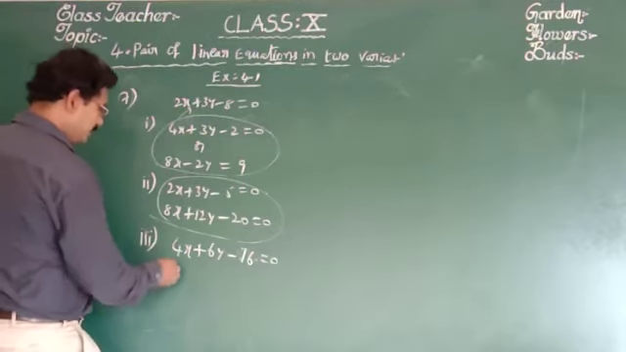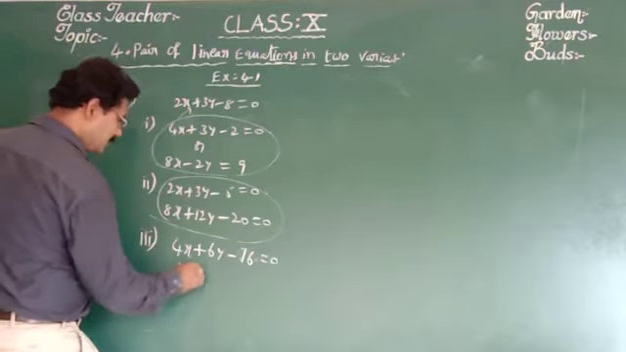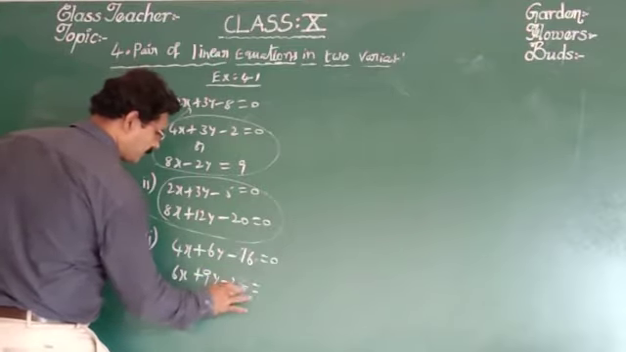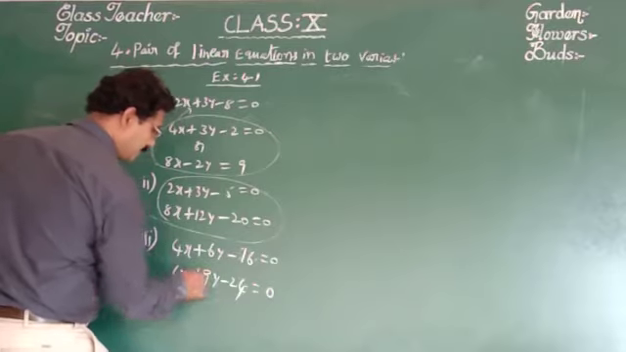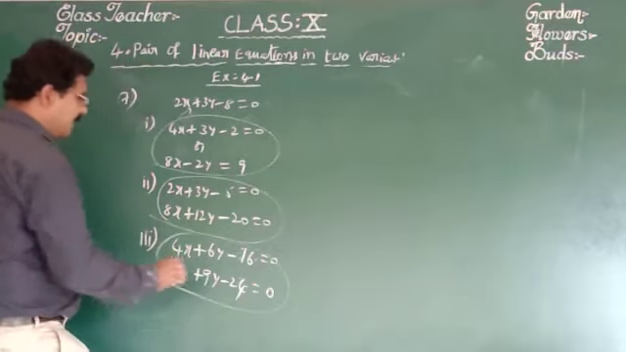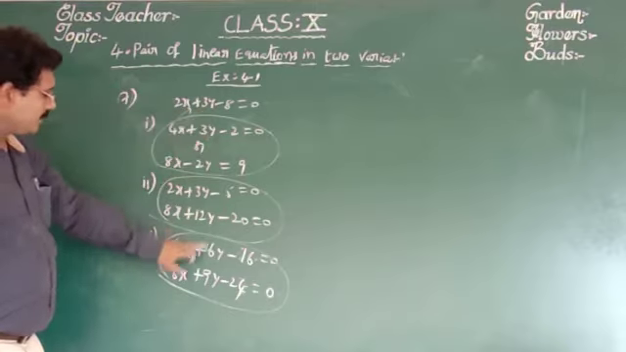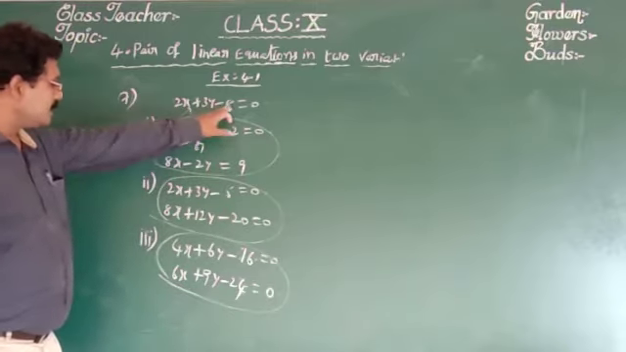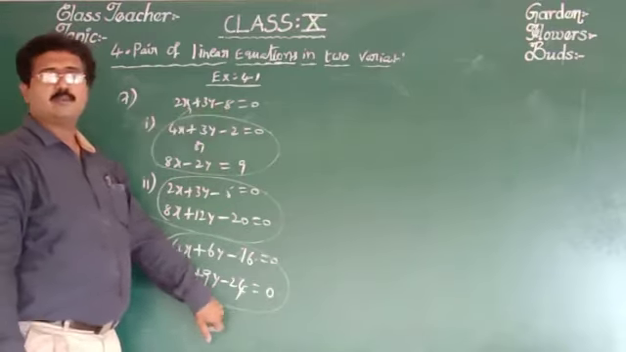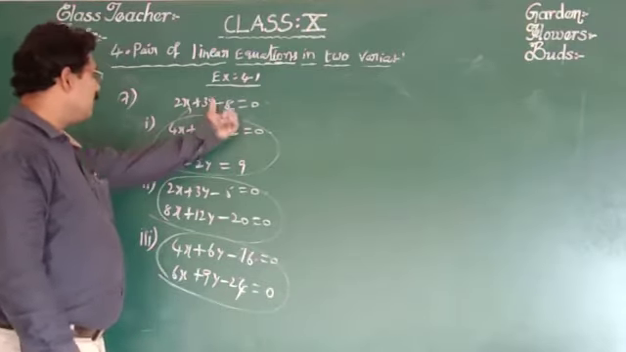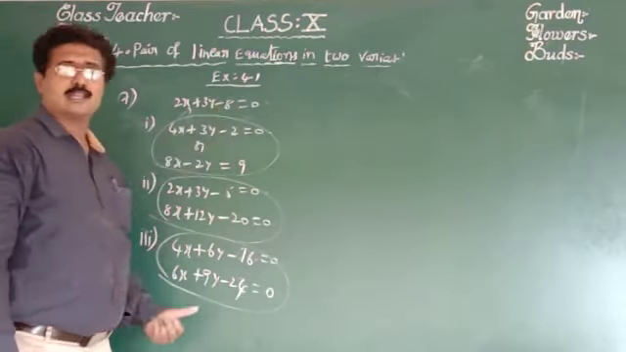Or otherwise ... is equal to 0. Observe this. a1 by a2 is equal to 2 by 6, 1 by 3. b1 by b2 is equal to 3 by 9, 1 by 3. c1 by c2 is also minus 8 by minus 24, that is 1 by 3. So these two are coincident lines. So whatever it may be, not only this, you can write an infinite number of equations.